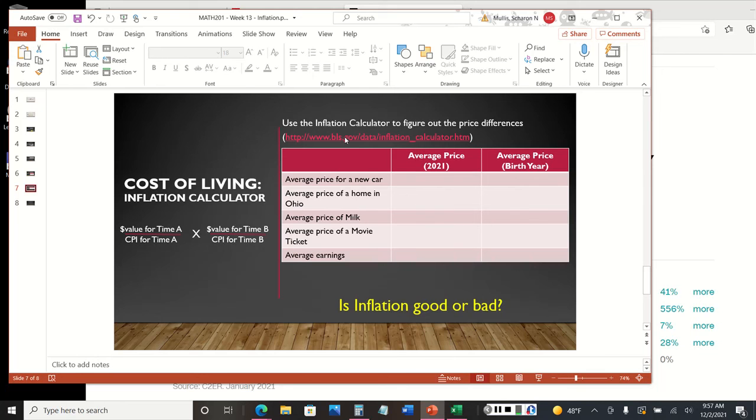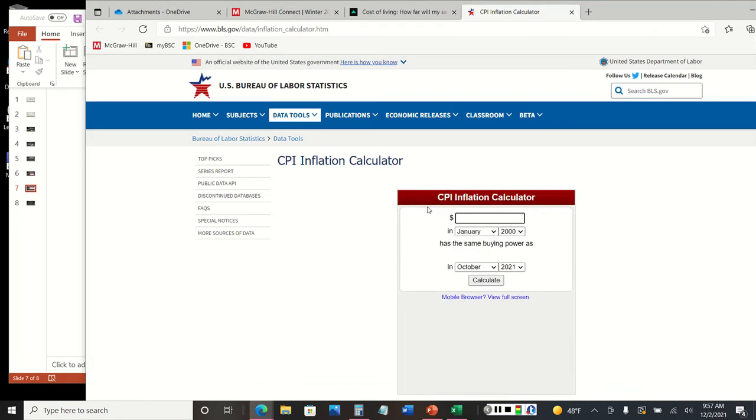Let's see, control click. And if you've ever heard anyone say, back in my day, we only paid such and such for milk or for a gallon of gas, when they say that, it's because over time, your money does not pay for the same amount of goods and services it did in previous years if the inflation rate is increasing.